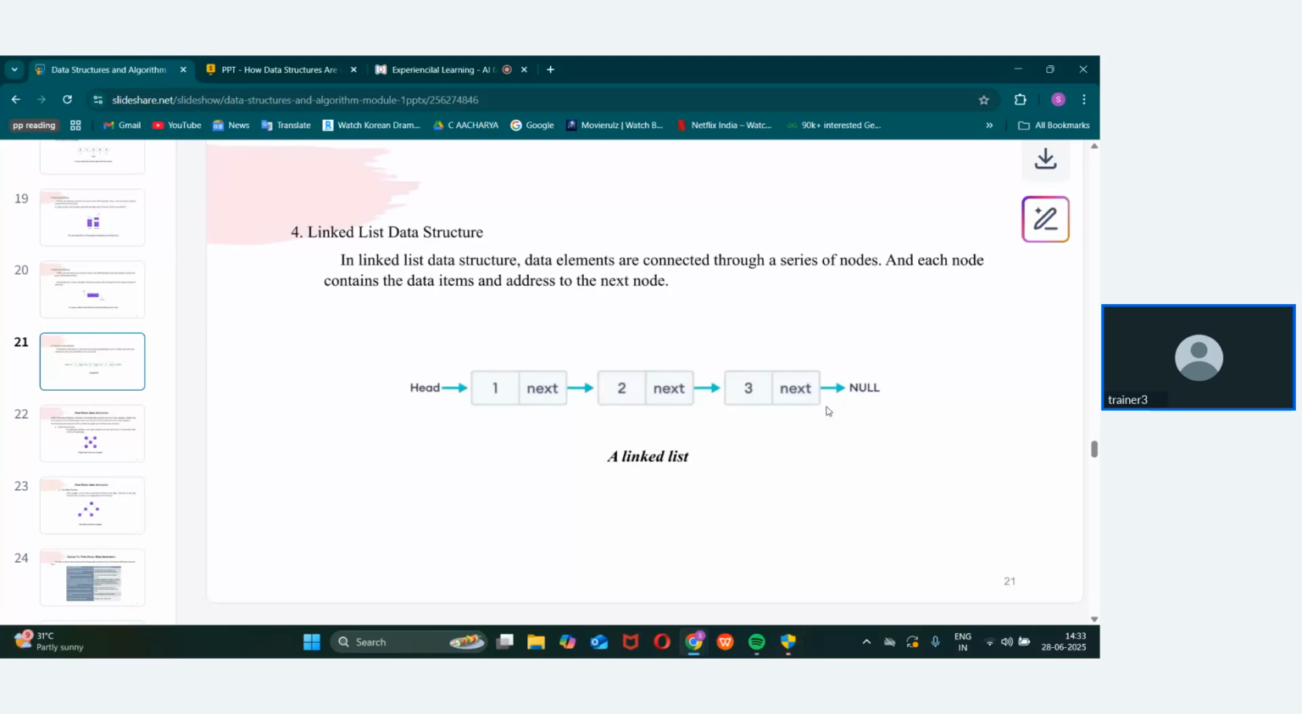So I hope everyone's clear with this. This contains actual information or actual data, and this part of the node, that is the tail part, contains the address of the next node.